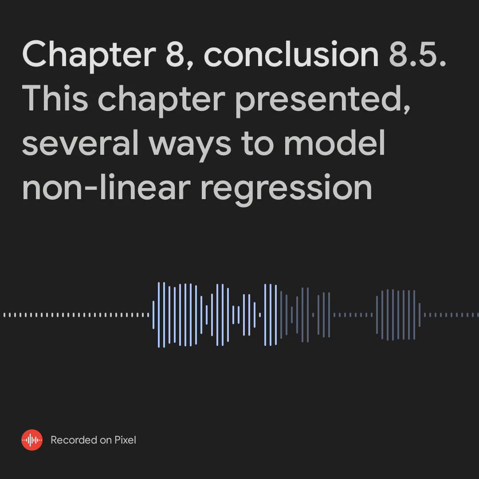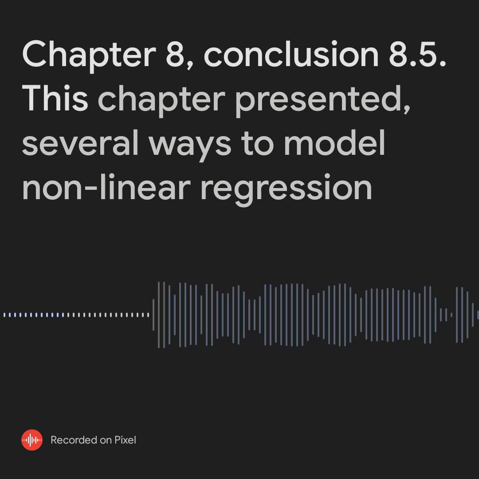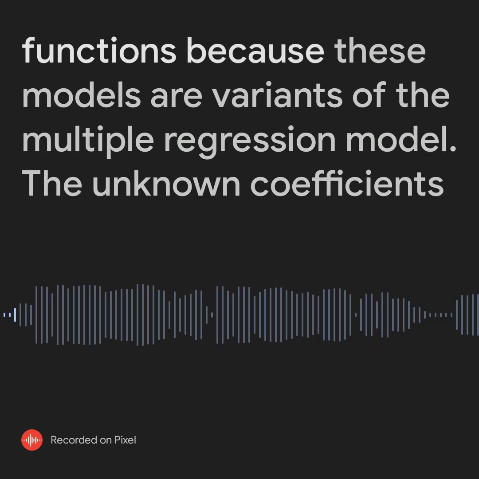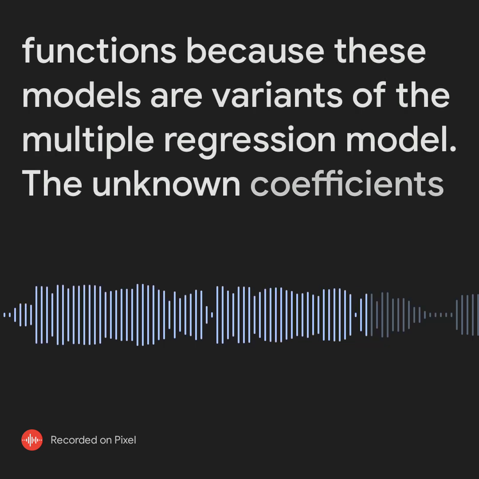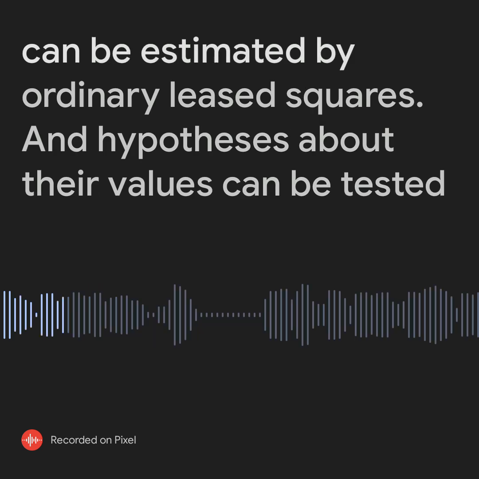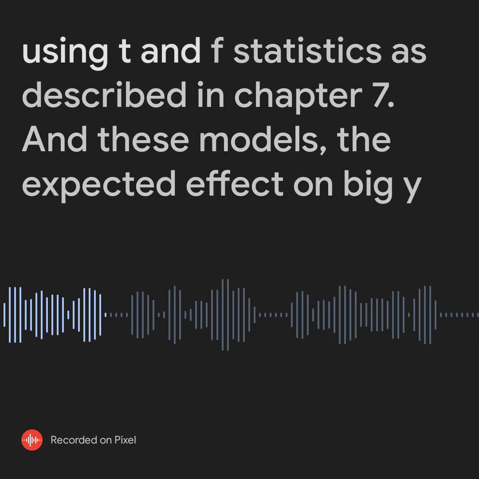Chapter 8, Conclusion 8.5. This chapter presented several ways to model nonlinear regression functions. Because these models are variants of the multiple regression model, the unknown coefficients can be estimated by ordinary least squares, and hypotheses about their values can be tested using t and F statistics as described in Chapter 7.